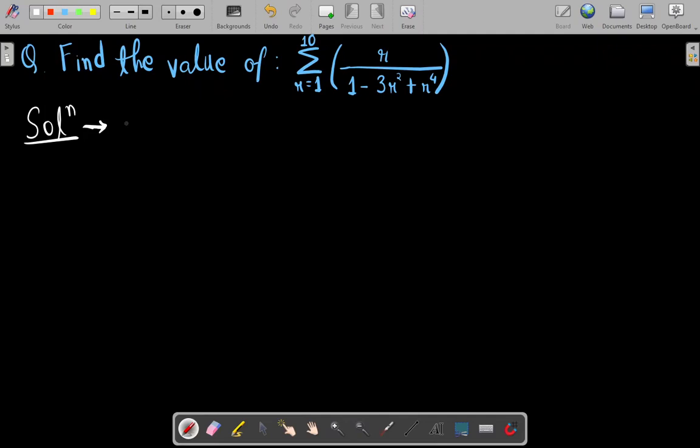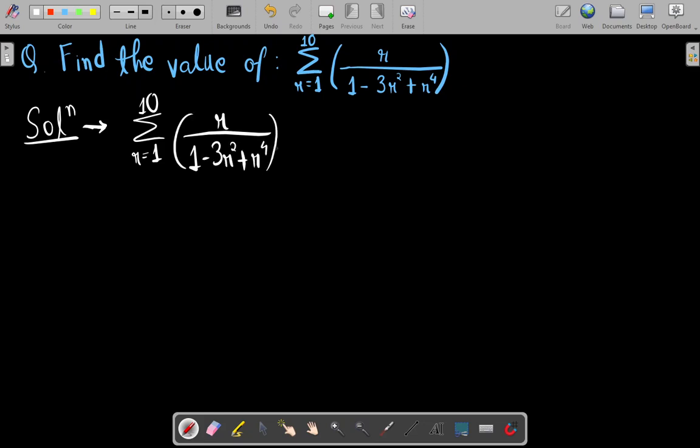Hello everyone. In this question, we are asked to find the value of the sum of r from 1 to 10 of r upon 1 minus 3r square plus r to the power 4. Okay, so if we start the question, we are given the sum of r from 1 to 10 of r upon 1 minus 3r square plus r to the power 4.